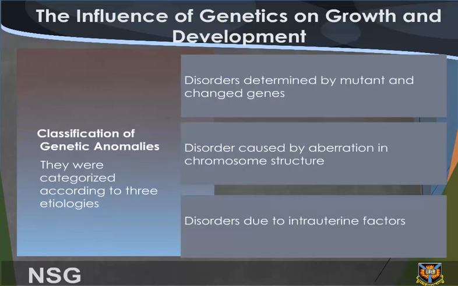Classification of genetic anomalies. They were categorized according to three etiologies. Disorders determined by mutant and changed genes. Disorder caused by aberration in chromosome structure. Disorders due to intrauterine factors.